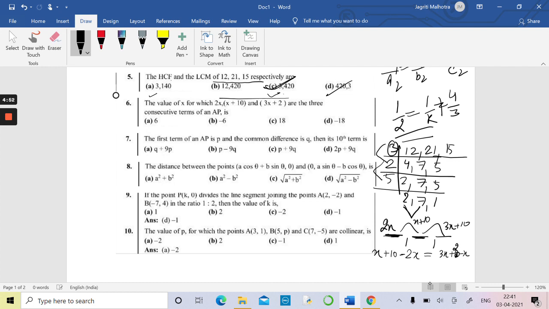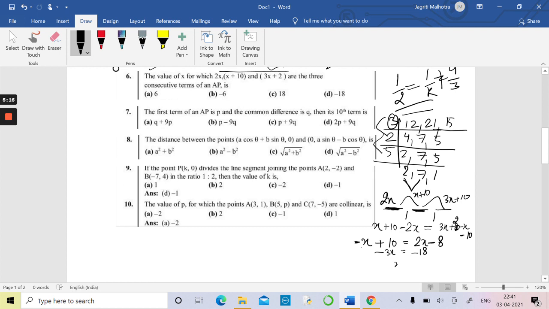3x plus 2 minus x minus 10. That means x minus 2x plus 10 equals 3x minus x, that is 2x, and 2 minus 10 is minus 8. This means minus x minus 3x equals minus 18.